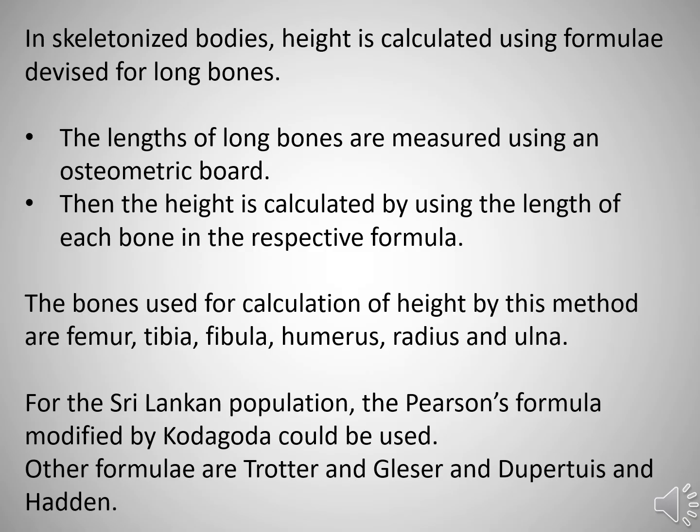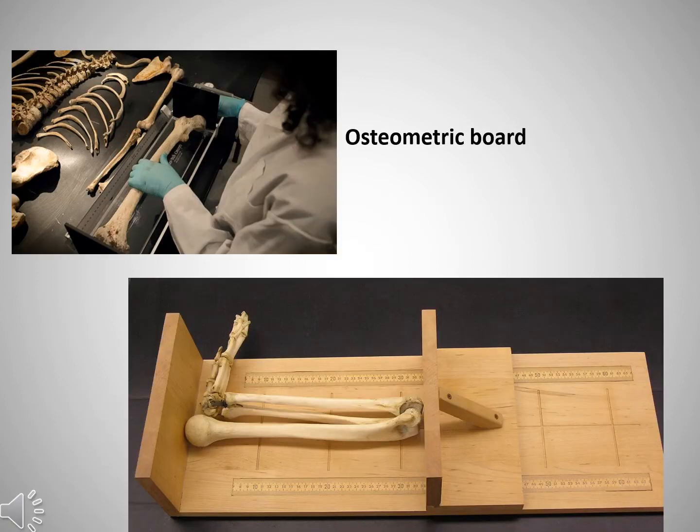In skeletonized bodies, height is calculated using formulae devised for long bones. The lengths of long bones are measured using an osteometric board. Then the height is calculated by using the length of each bone in the respective formula. The bones used for calculation of height by this method are femur, tibia, fibula, humerus, radius and ulna. For the Sri Lankan population, the Pearson's formula modified by Kodagoda could be used. Other formulae are Trotter and Glaser, and Dupertuis and Hadden. In this slide, we can see the osteometric board.